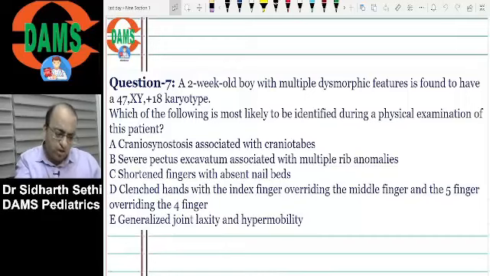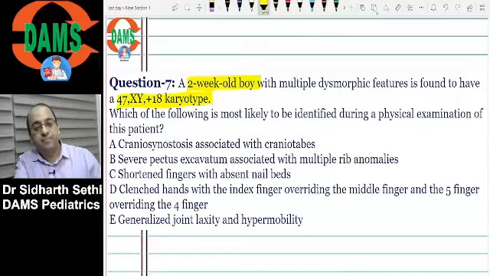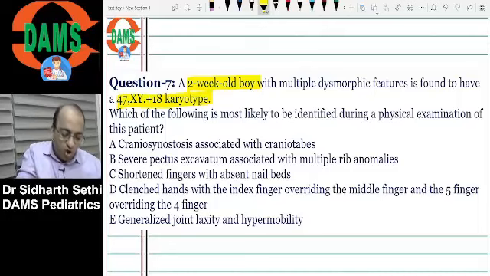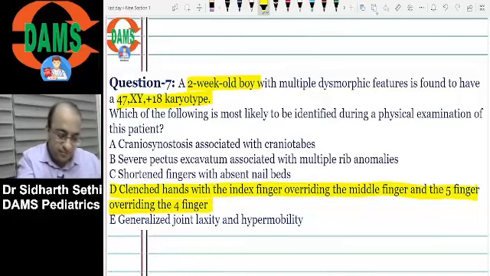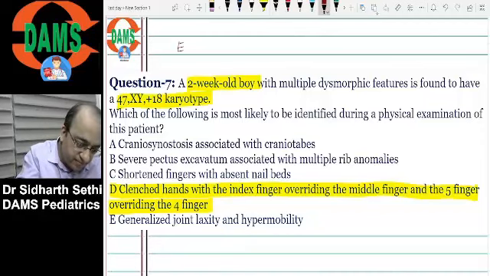Here is a 2-week-old baby with dysmorphic facies with this karyotype: 47 chromosomes and an extra 18 chromosome. Which of the following is seen in trisomy 18? Overlapping of fingers. Let's take you to Edward syndrome.